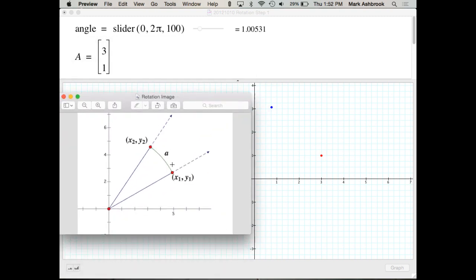Okay, right. So she's asking about this angle right here, this measure, that A. Is that the same as the angle right here? Is it? Hold on. So yes. Okay.